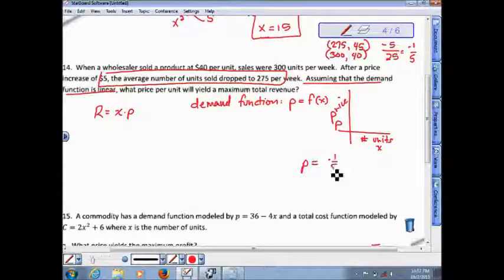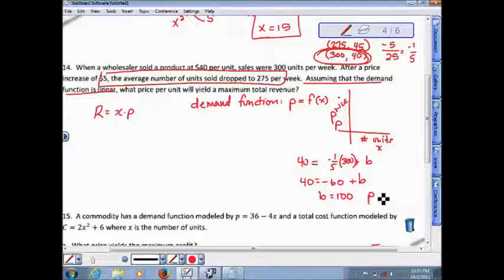Now the price function is linear, so it's of the form y equals mx plus b, so we know the slope is -1/5 x, but we don't know its b value, so we can choose one of the points and use it as x comma p. So p can be replaced with 40, x can be replaced with 300. -1/5 of 300 is -60. If we add 60 to the other side, b is equal to 100, so the price function p, lowercase p, becomes -1/5 x plus 100.